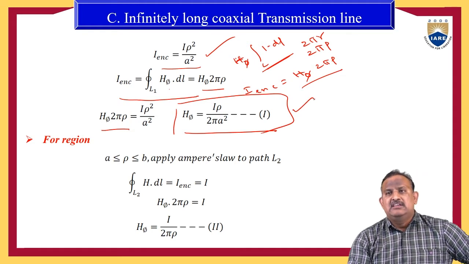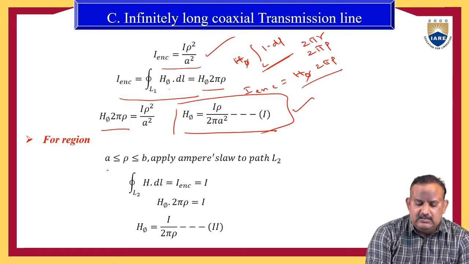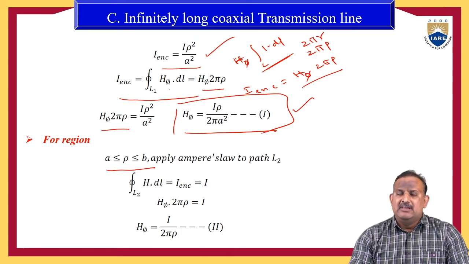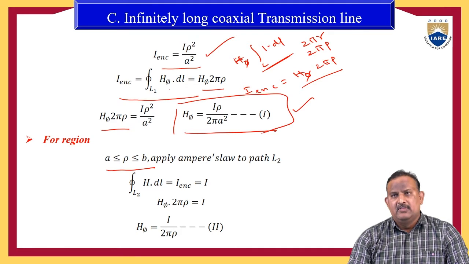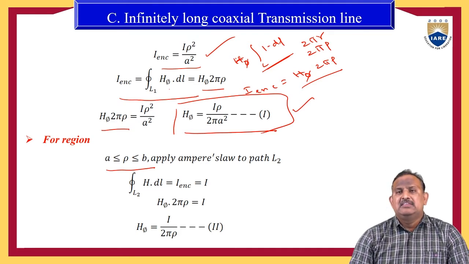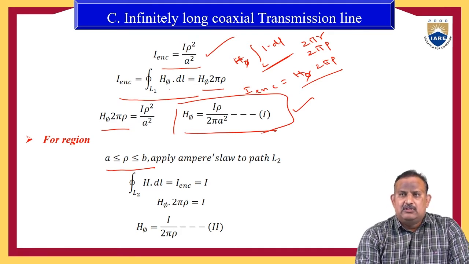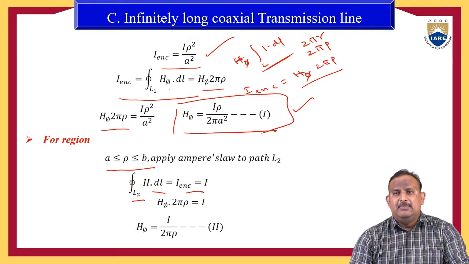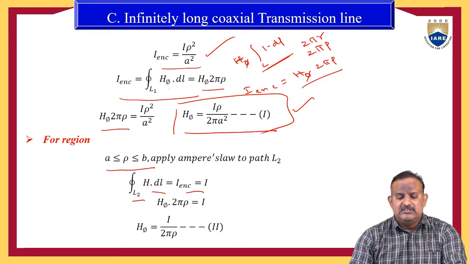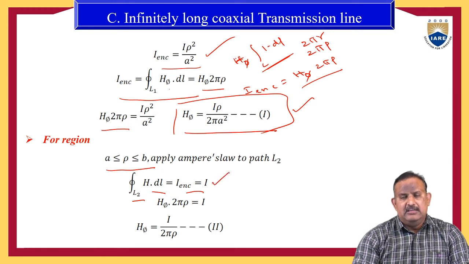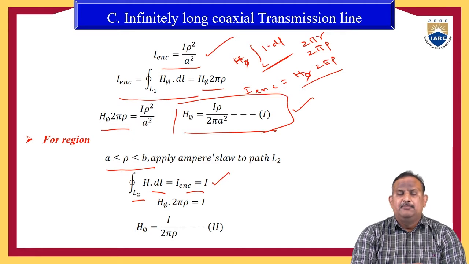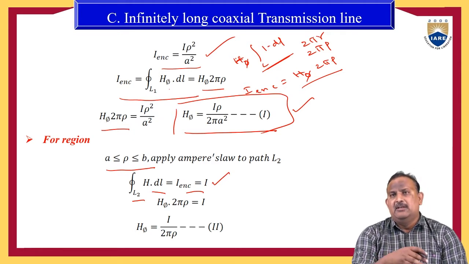Then we'll consider the second case. The second case is a less than or equal to rho, less than or equal to b. Apply Ampere's circuit law to the second circle or second path L2. So if you apply Ampere's circuit law to the second path, the line integral over L2 of H into dl is equal to I enclosed, which is nothing but the current I, because we apply a current of I to the first conductor.